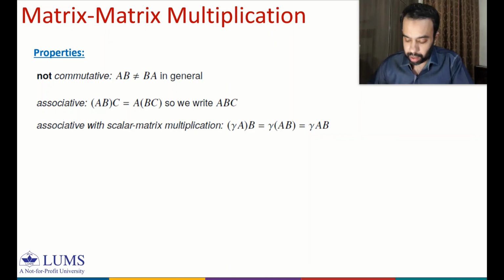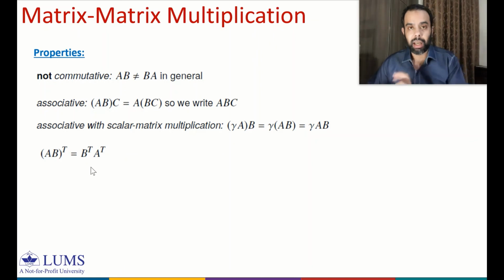We also note that if you have a product of matrices and you take a transpose, that is the same as if you take the transpose first and change the order of the multiplication. So (AB) whole transpose is the same as B transpose A transpose.